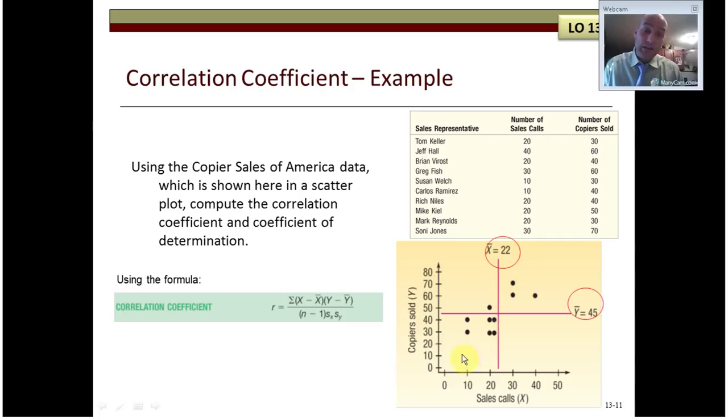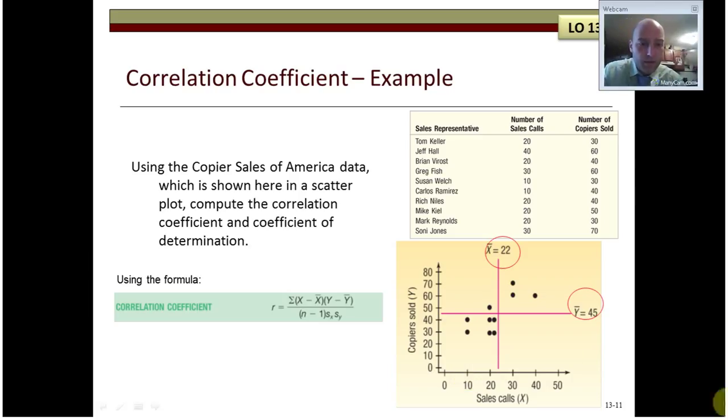Our example from these copiers might indicate something like a positive relationship. Now, it's not perfect because it's not a perfect straight line, but there's definitely some pattern to it. So using that data, if we plot it here, noting that the mean for the number of sales calls is 22, and the mean for the number of copiers sold is 45, in fact, these three people up here who have the highest number of sales calls, and that would be Jeff Hall, Greg Fish, and someone else, Sonny Jones, have above average numbers of sales calls, and they all happen to have above average numbers of copiers sold. There's also six people down here who have below average numbers of sales calls who are also below the average in terms of number of sales.